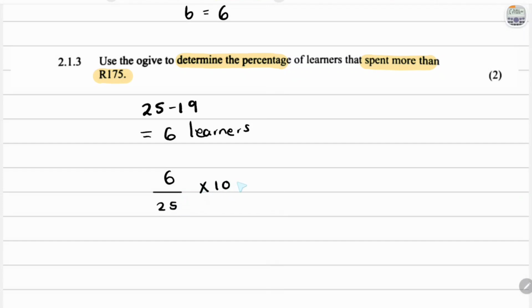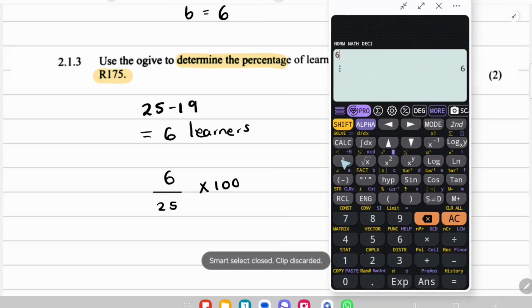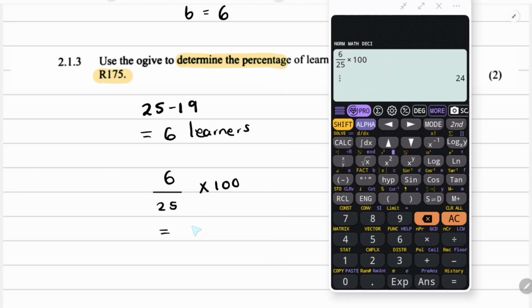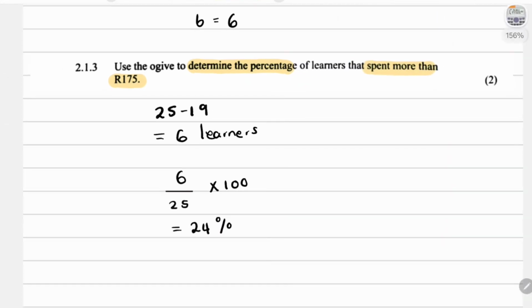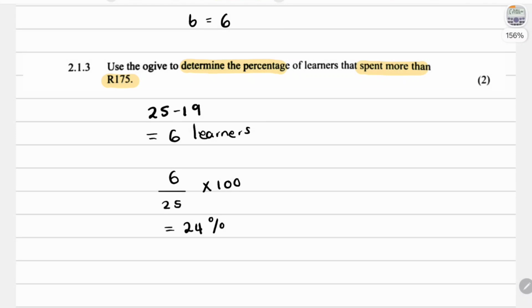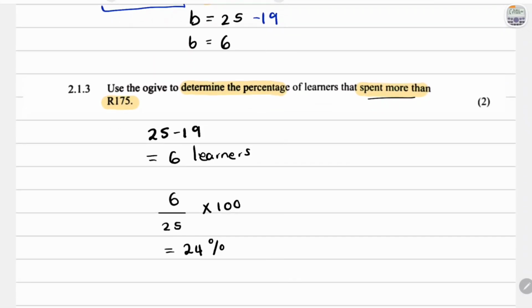Then you have to multiply this by 100 to put it in percentage. Okay, so as a percentage, that is 6 over 25 multiplied by 100, which is 24%. Okay. So what that means is 24% of the learners spend more than 175 Rand. Okay, so that's how to answer these questions that say more than that.